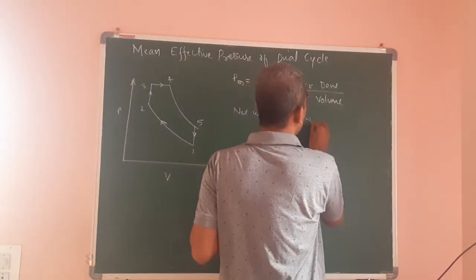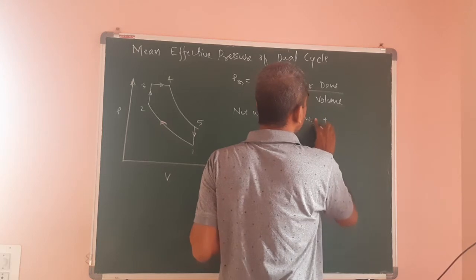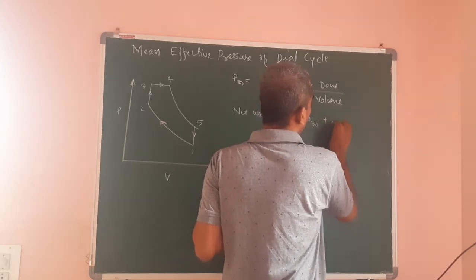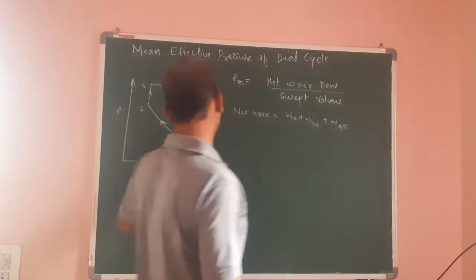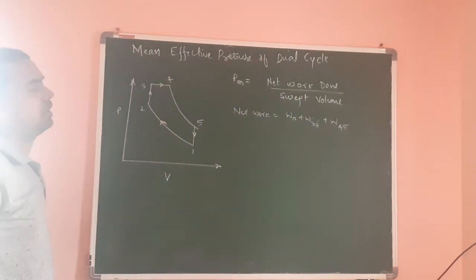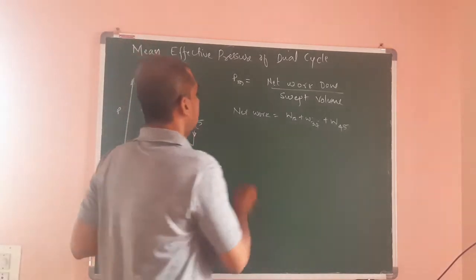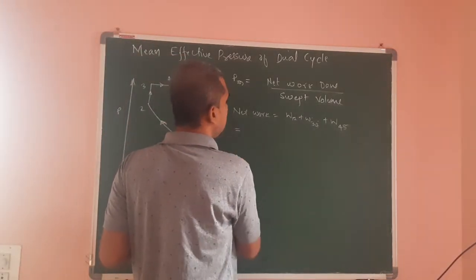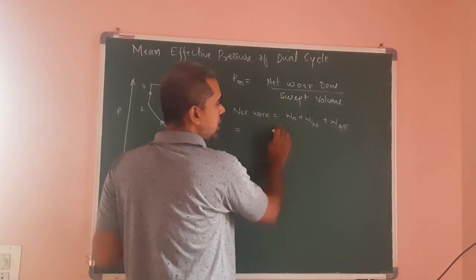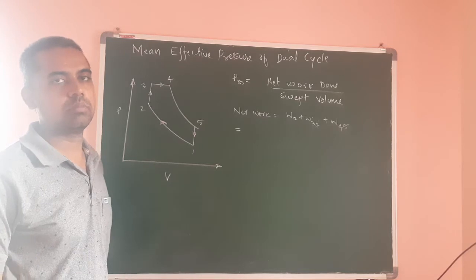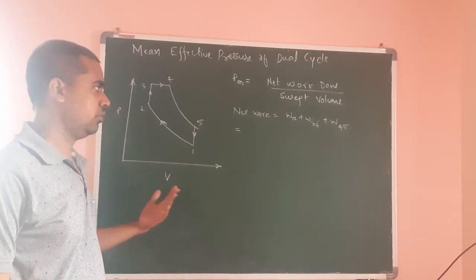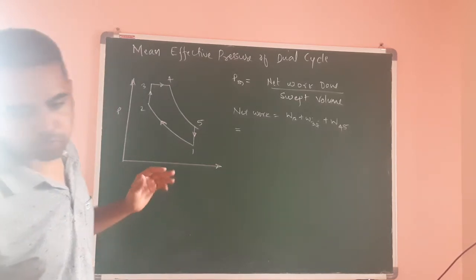I will not write it. W3 to 4 plus W4 to 5 plus W5 to 1 should be there, but again 5 to 1 is a constant volume process, therefore work done in the process 5 to 1 is 0. Okay, now what I will write is W1 to 2. At the end I will write minus W1 to 2 because work done during the process 1 to 2 is negative. Therefore initially I will write W3 to 4.